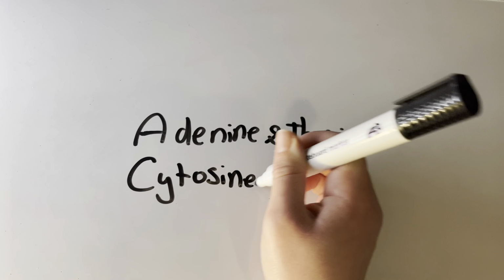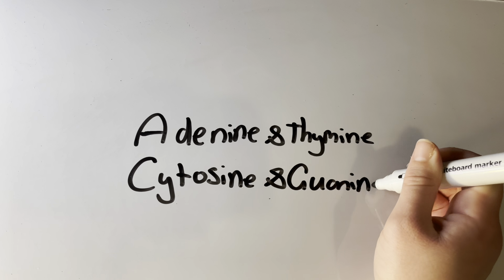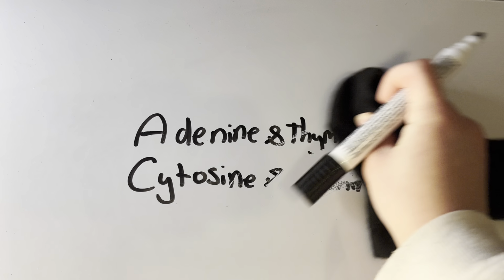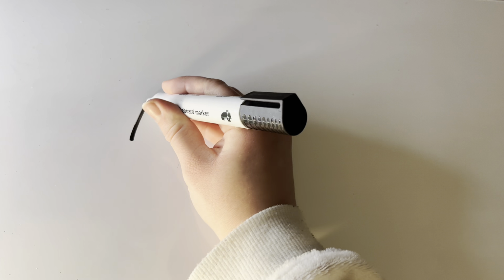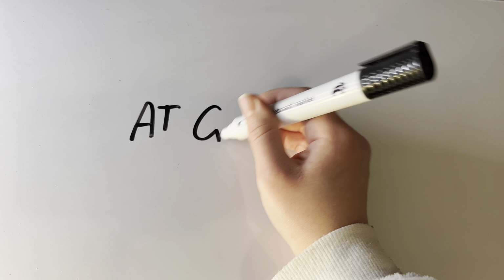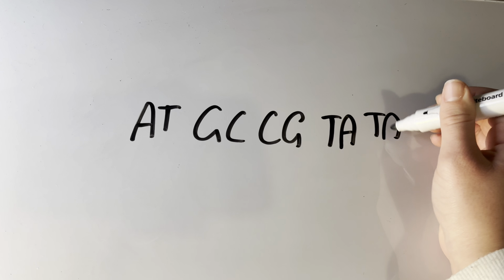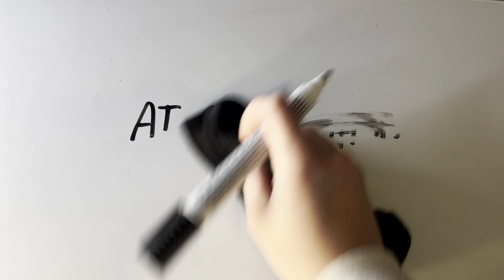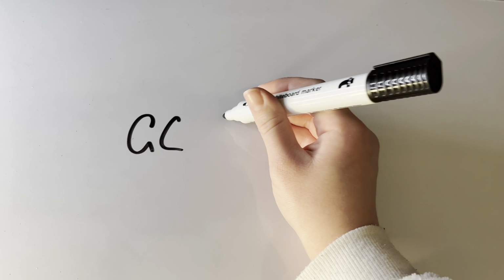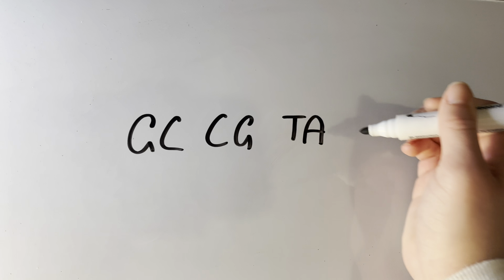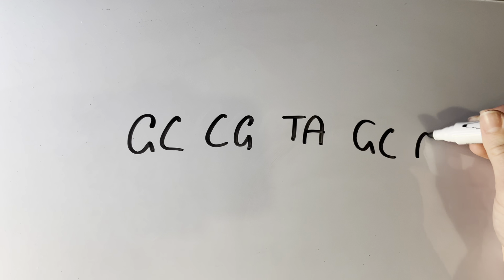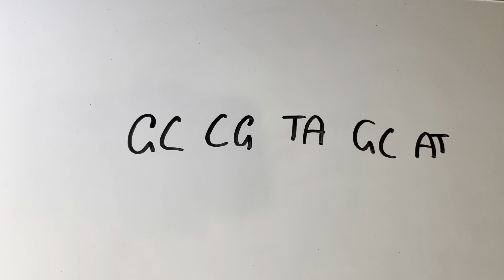The order of these bases in a gene are vital. To quickly add, a gene is defined as a section or strand of DNA. The order of bases could look like AT, GC, CG, TA, TA. Or they could look like GC, CG, TA, GC, AT. Remember, regardless of the sequence, adenine and thymine will always pair together and so will cytosine and guanine.